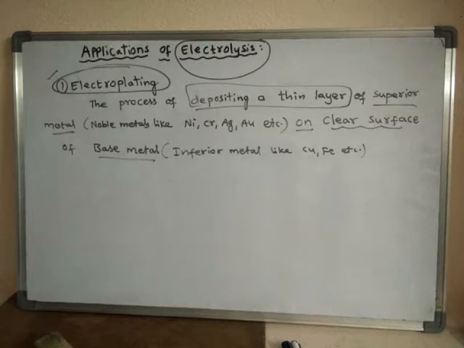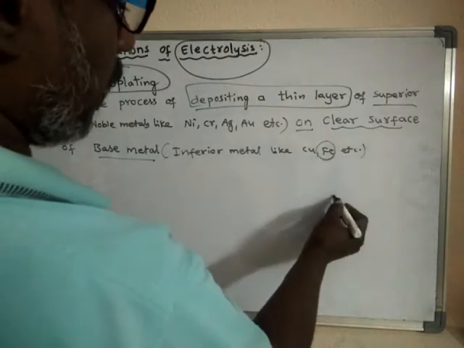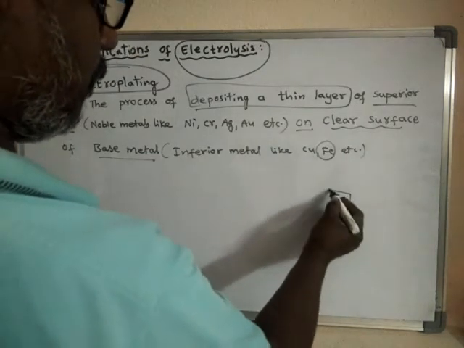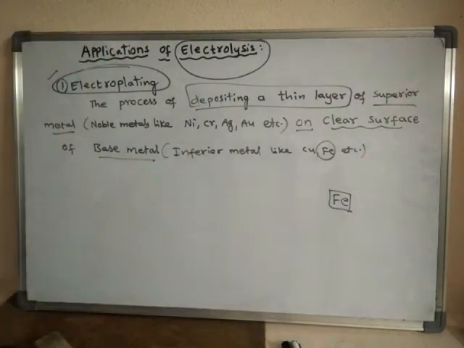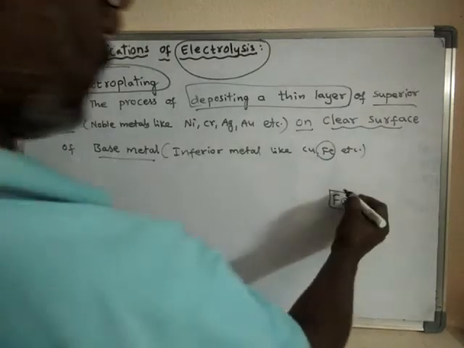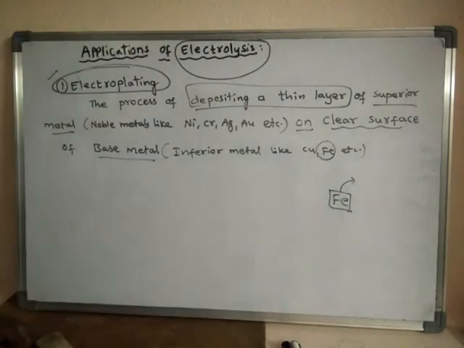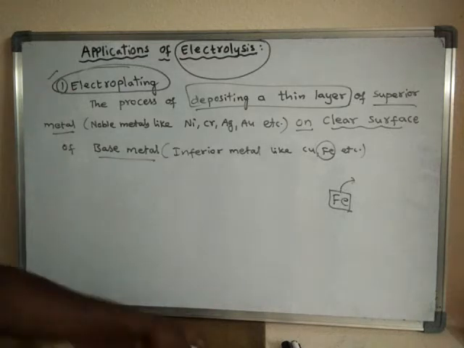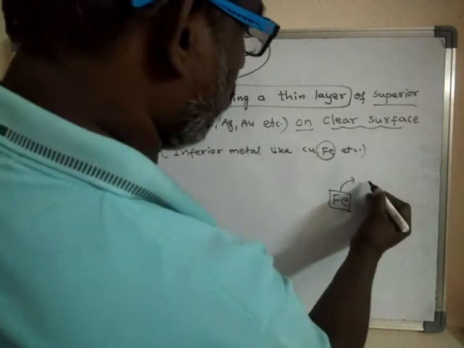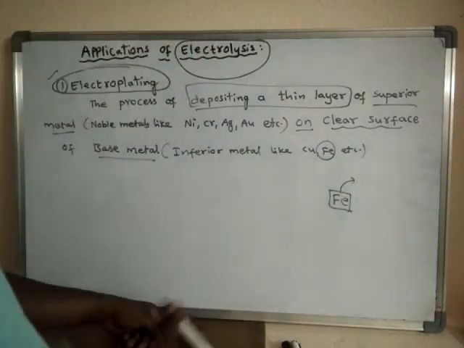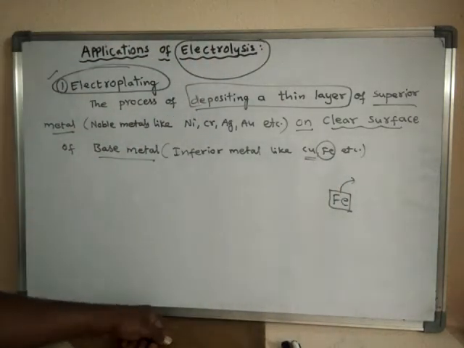Reasons for electroplating. See, for example, if you use an iron object or iron article, it will undergo rusting. After a few days, what happens? It reacts with atmospheric oxygen in the presence of moisture. And finally, what happens? It will undergo rust. Cheap quality metals, even copper, will undergo corrosion.